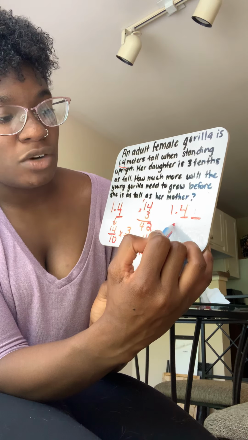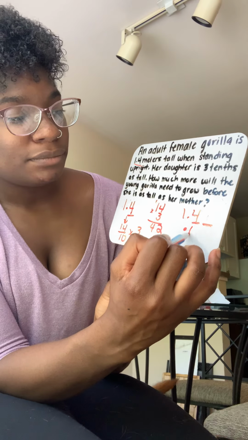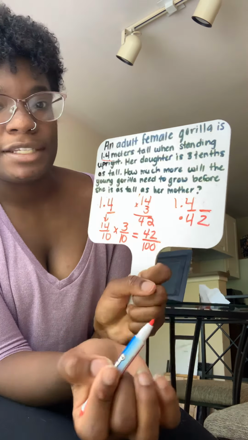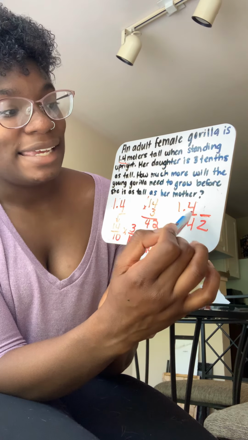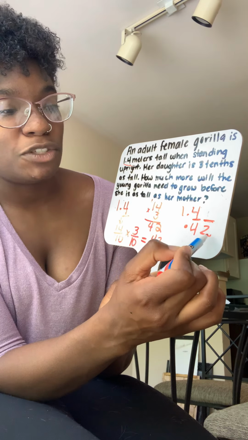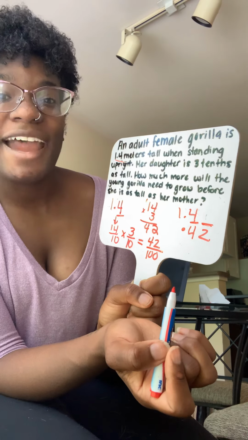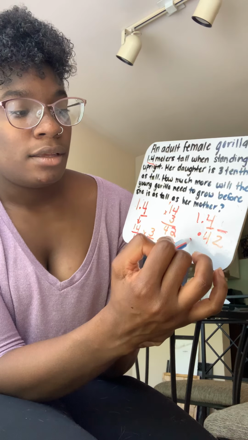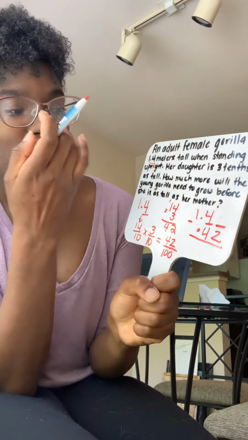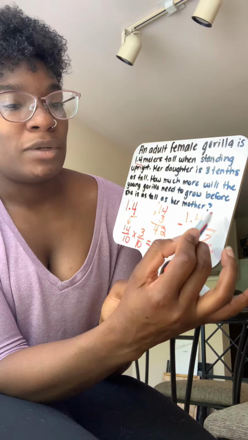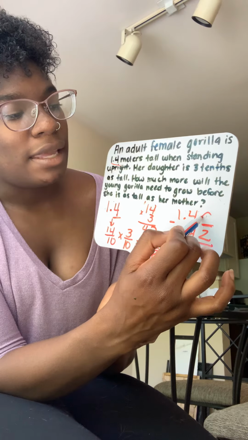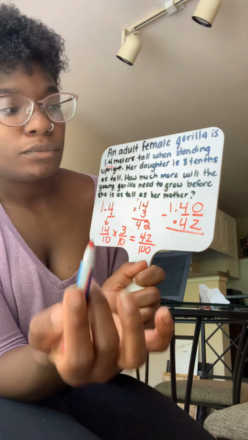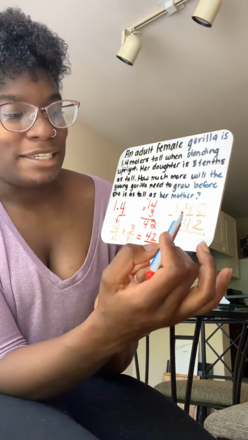So I'm going to drop my decimal point and write in 42. And I know that I've done it right because my 2 is in the hundredths place, which is 2 place values after our decimal. Okay? And now, whenever we have an empty space, I always fill it in with a 0. All right? So now we can go ahead and subtract.